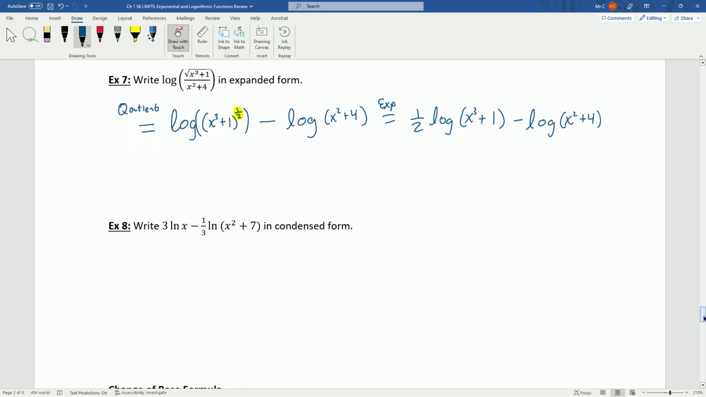Okay, now write 3 ln of x minus 1/3 ln of x squared plus 7 in condensed form. So first I'll use my power rule or my exponent rule. You can call it either, same thing. So this is ln of x cubed minus ln of x squared plus 7 to the 1/3 power. But remember, 1/3 power is the same thing as the cubed root. So I'm just going to write it like that. And then I can use my quotient rule and write this as ln of x cubed over the cubed root of x squared plus 7.